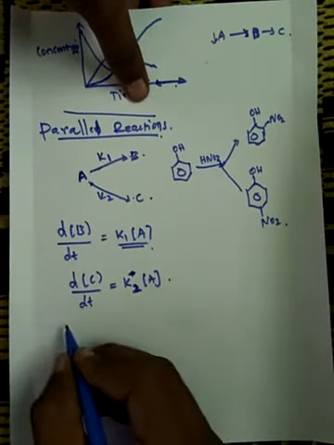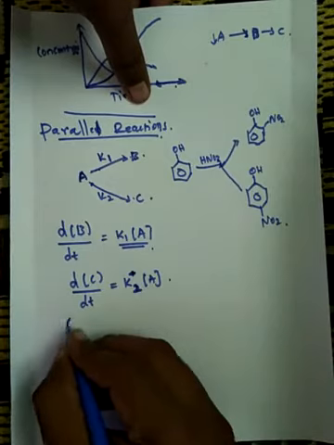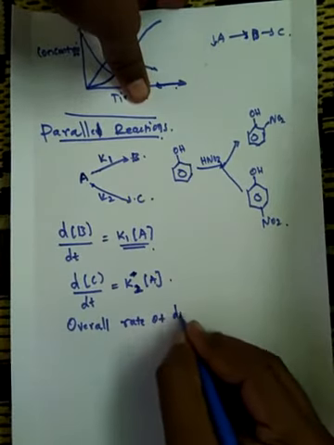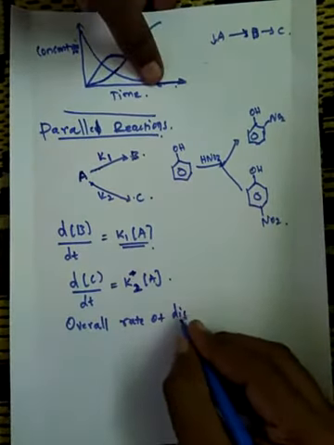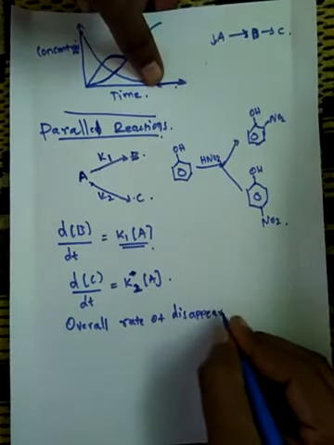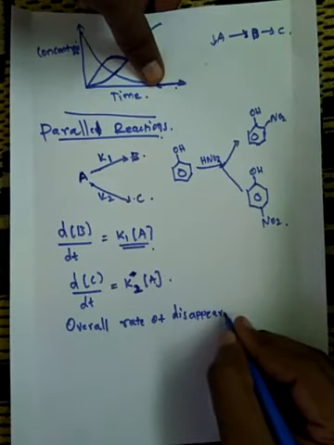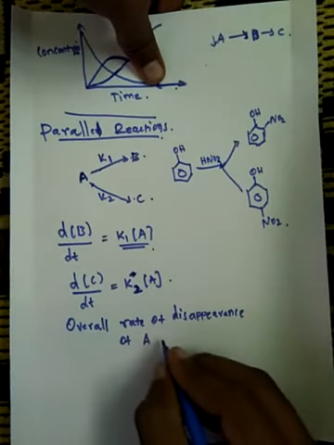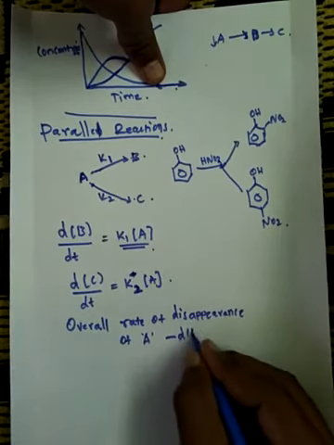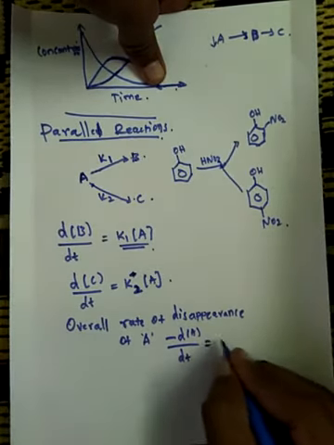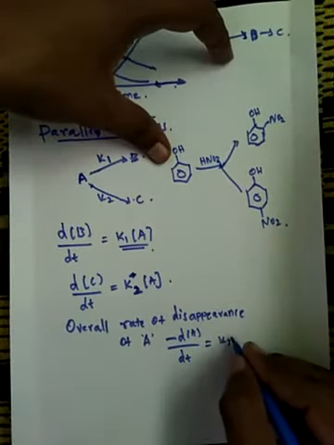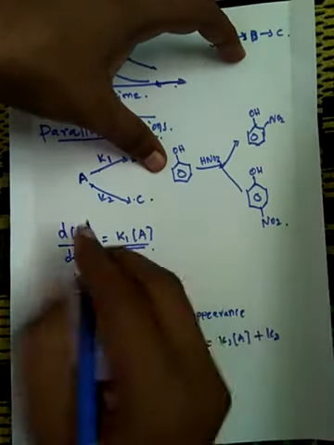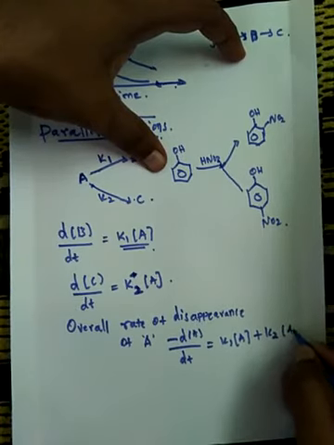So the overall rate of disappearance of A is given by minus dA by dt equal to the rate of this step plus the rate of this step, K2 and concentration of A.